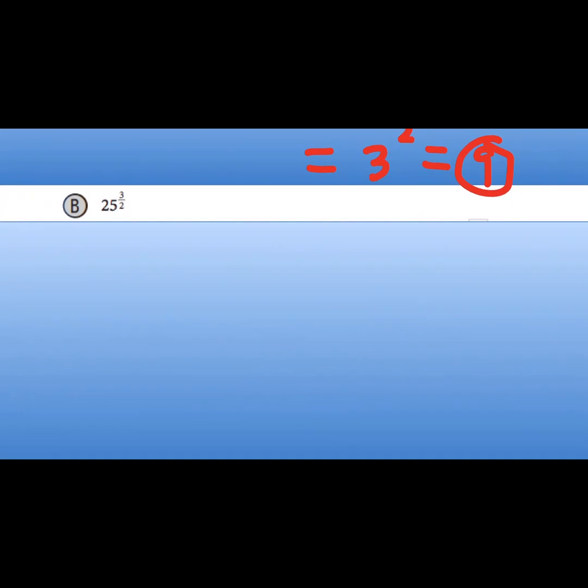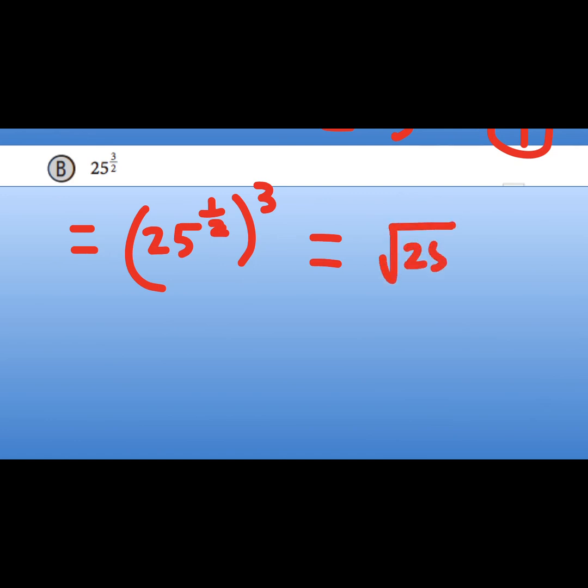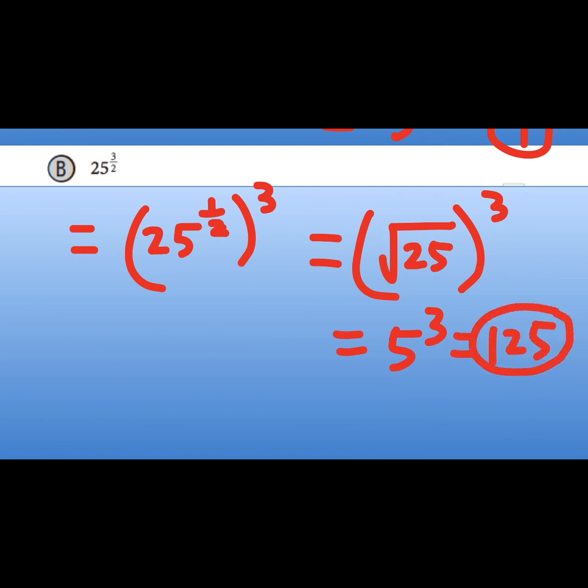Okay, let's take a look at number B. You can go ahead and try this one in your head to see how the answer works out. Here we have 25 to the 3 over 2, which means, again, we can separate the 1/2 power. We rewrite 25 to the 1/2, and we still have a 3 outside. Then take the square root of 25, because 1/2 means square root. That will give us 5 cubed, which is 125. And that's the final answer.